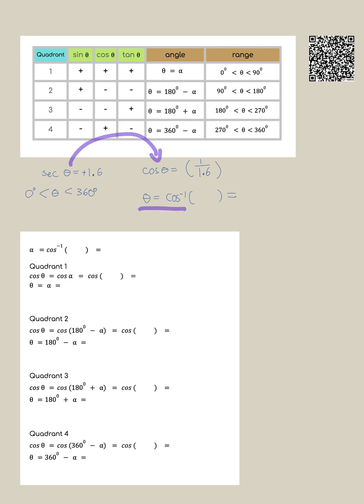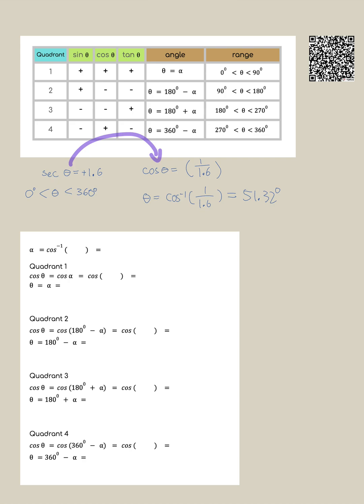Theta will be cosine inverse of 1 over 1.6, and if you use your calculator, cosine inverse of 1 over 1.6, you're going to get 51.32 degrees. So, is the problem solved? No, unfortunately.